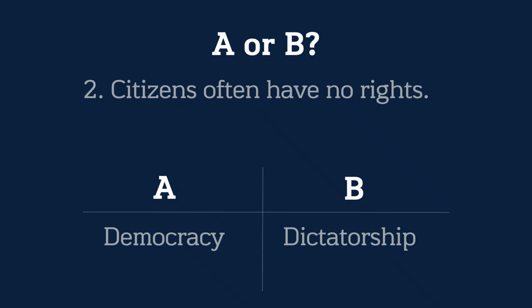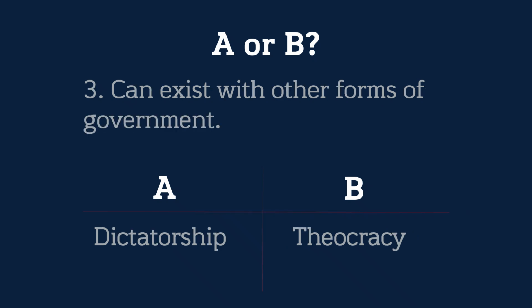Number two, citizens often have no rights. Is it A, democracy, or B, a dictatorship? Three, can this exist with other forms of government? A, dictatorship, or B, a theocracy?